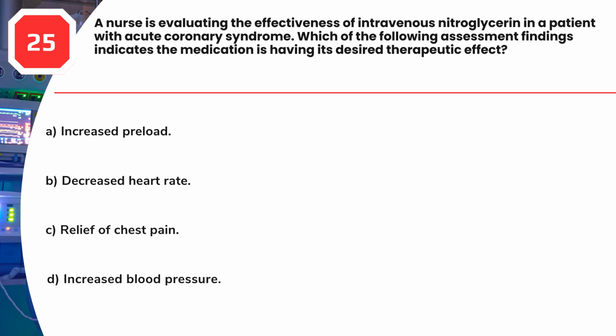Question 25. A nurse is evaluating the effectiveness of intravenous nitroglycerin in a patient with acute coronary syndrome. Which of the following assessment findings indicates the medication is having its desired therapeutic effect? A. Increased preload. B. Decreased heart rate. C. Relief of chest pain. D. Increased blood pressure.